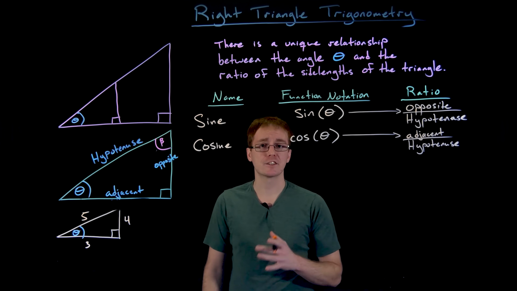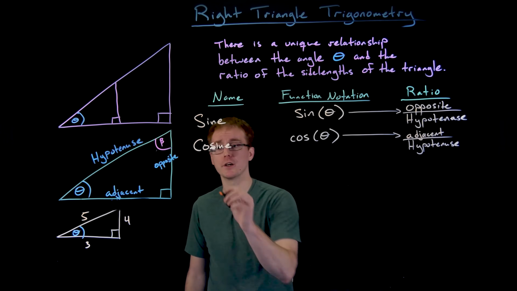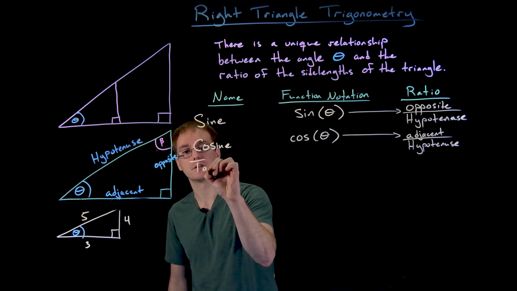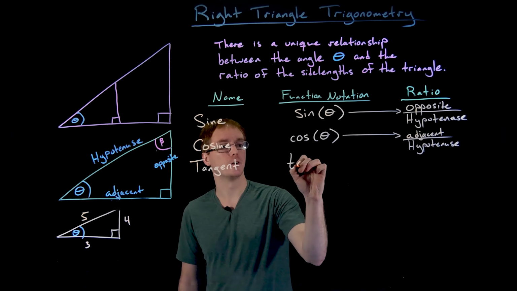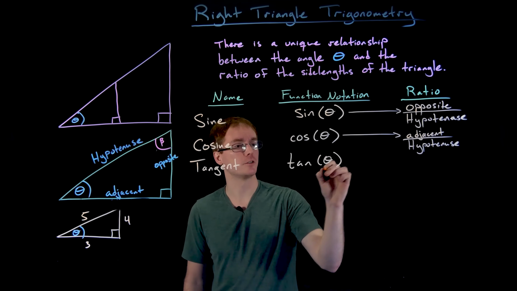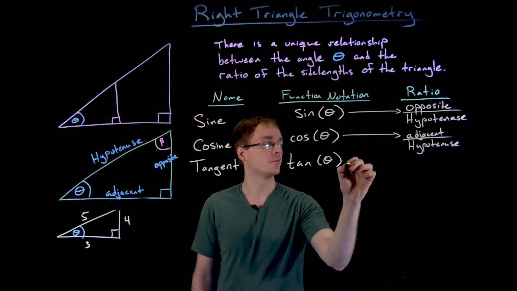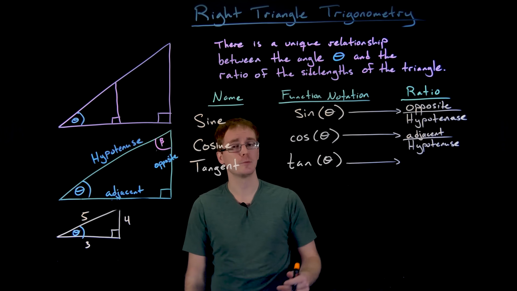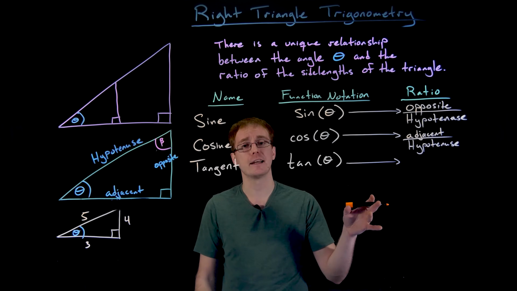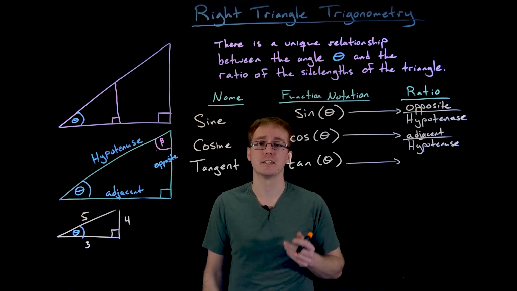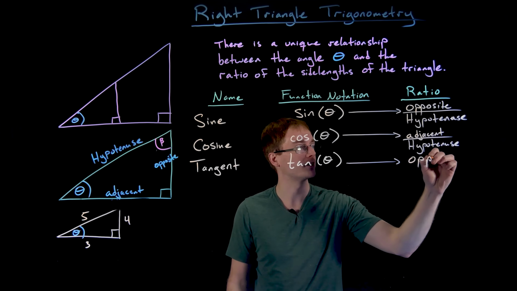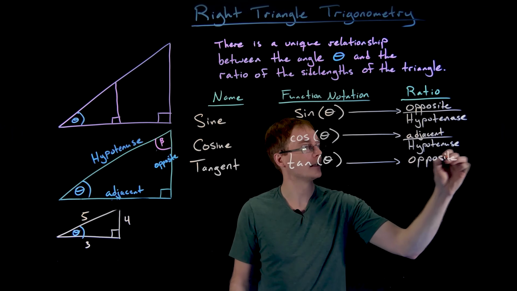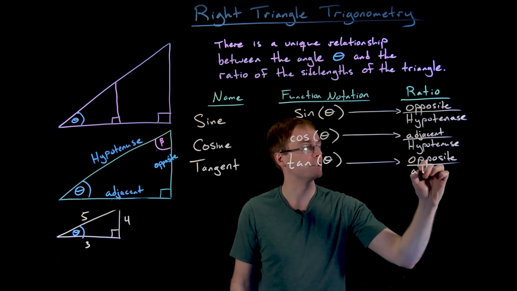All right, so our next trig function, 2 down, 4 to go, is our tangent function, or ratio. We denote tangent using function notation as tan of theta. Tangent is the opposite side length of our angle theta divided by the adjacent side length with respect to our angle theta. The shorter way of saying that is tangent is opposite over adjacent.